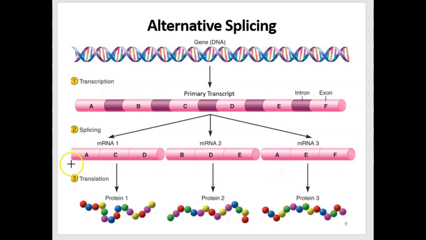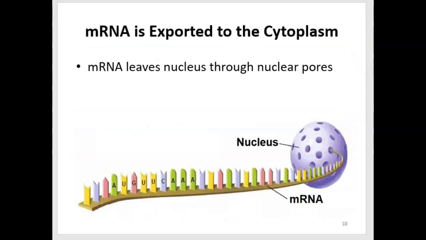So as you can see here, you could get quite a different number of combinations of exons, and it's possible that a cell could make many different proteins from the original DNA and primary transcript that was formed complementary to it. But after alternative splicing, the mature RNA is going to leave the nucleus through nuclear pores.